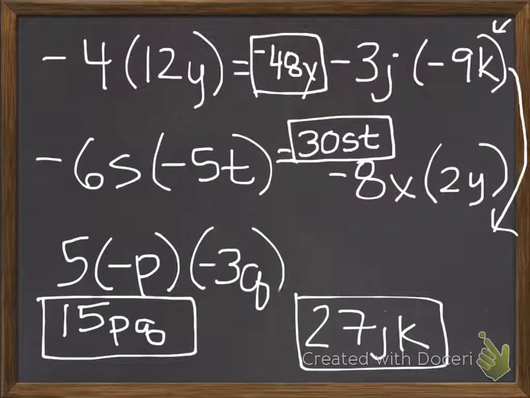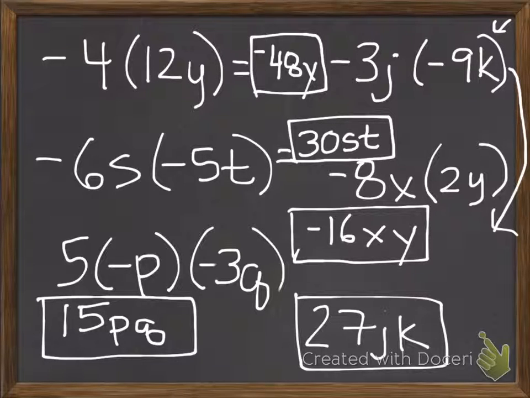And then the last one, negative 8x times 2y. That's a negative 8 times a positive 2, which gives us negative 16. And the x and y are going to just be right next to the negative 16. So negative 16xy is my answer.